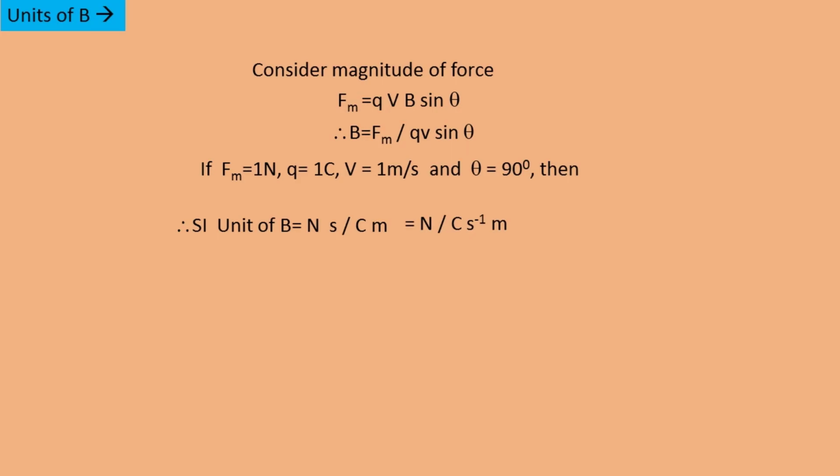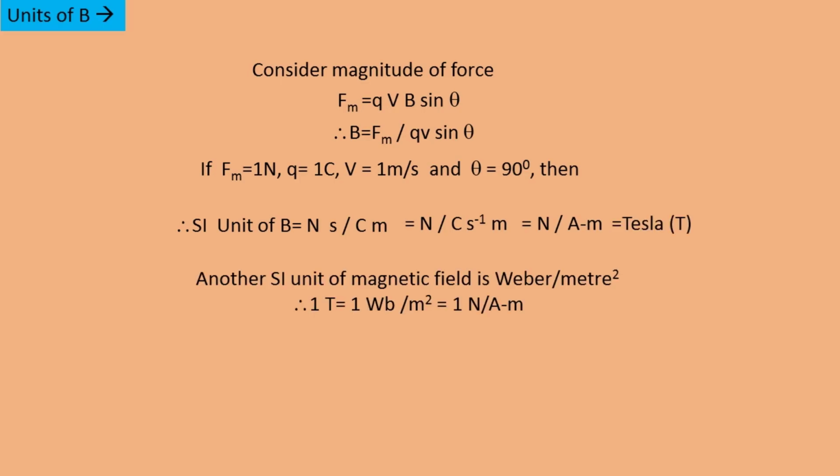Coulomb second raised to minus 1 is nothing but an ampere. Therefore, this becomes Newton per ampere meter, and in honor of the scientist Tesla, it is given the name Tesla. Another unit of magnetic field is Weber per meter square. Therefore, 1 Tesla is equal to 1 Weber per meter square, that is equal to 1 Newton per ampere meter. Also, there is a relation between Tesla and Gauss: 1 Tesla is equal to 10 raised to 4 Gauss.